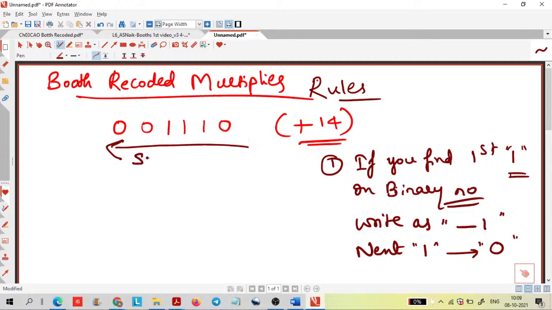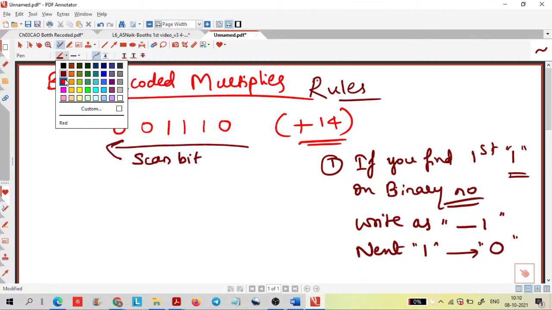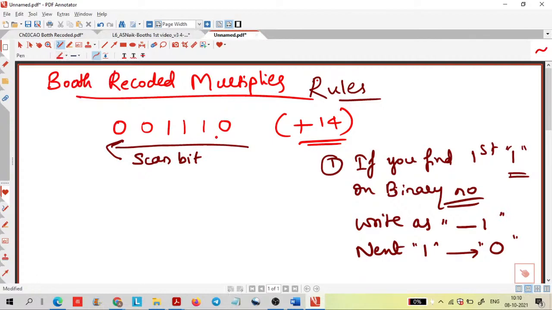You have to scan the bits. While scanning, as per the rule, if you find a 1 in the binary number, then write it as -1, and for the next one write it as 0.